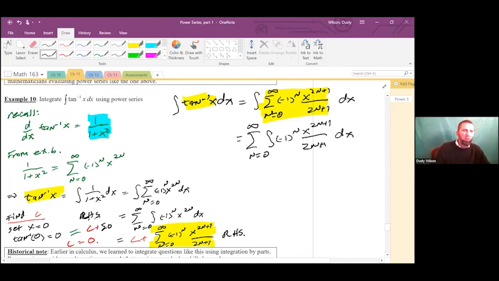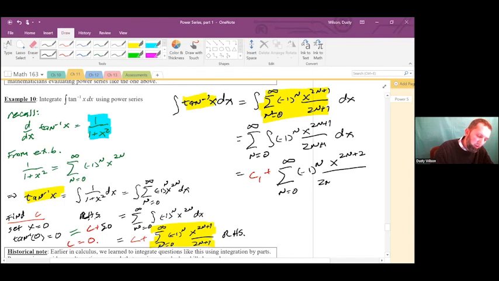The -1 to the n remains a constant. And so now we'll have a new constant. Maybe I'll call this one C1. And it's going to be the sum from n equals 0 to infinity. Still, we've got a -1 to the n. And now we have an x to the 2n plus 2 divided by 2n plus 1 times 2n plus 2.